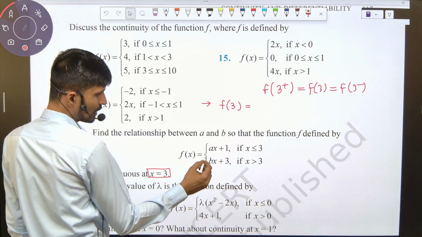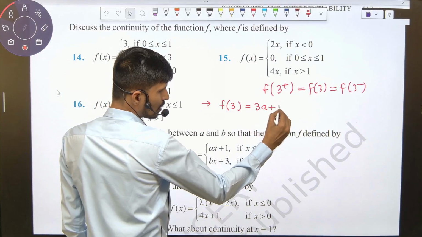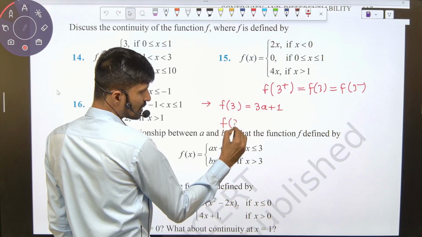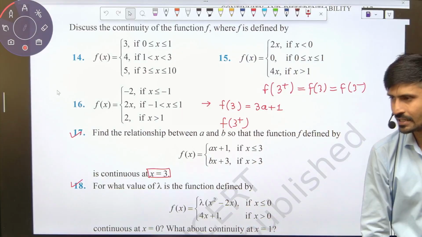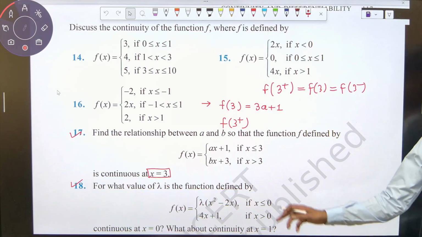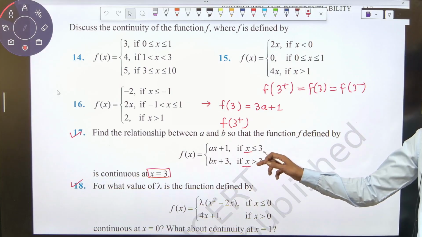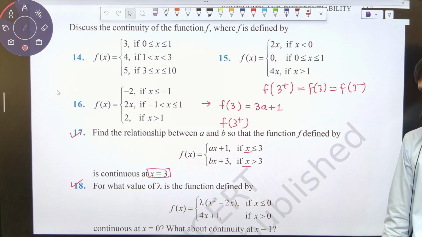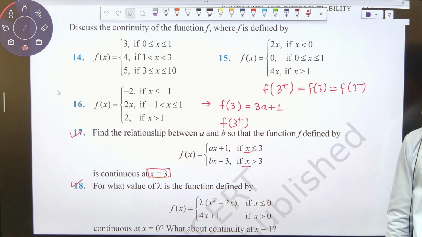I will find f of 3, that will become 3a plus 1. Now I will find f of 3 plus. Tell me, is 3 plus greater than 3 or less than 3? Which condition will be satisfied? 3 plus less than or equal to 3: true or false? False. Is 3 plus greater than 3? True. So 3 plus is greater than 3.